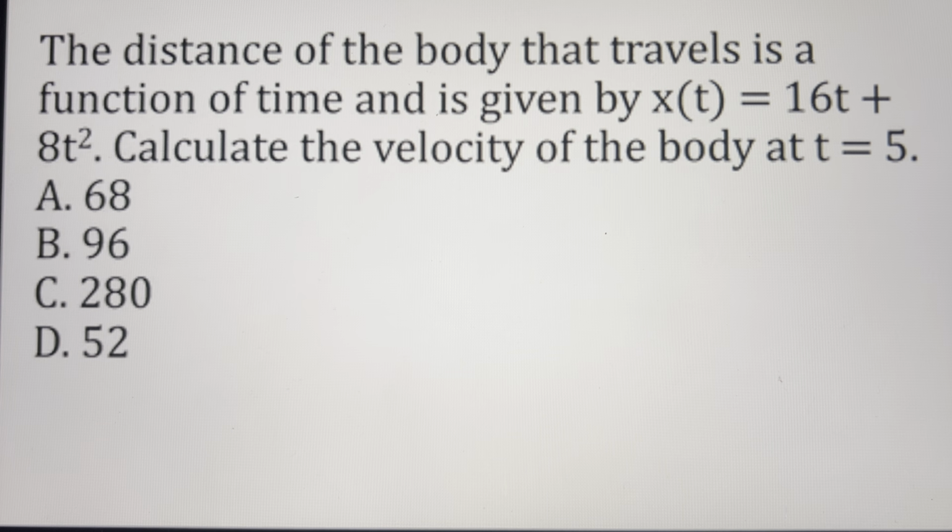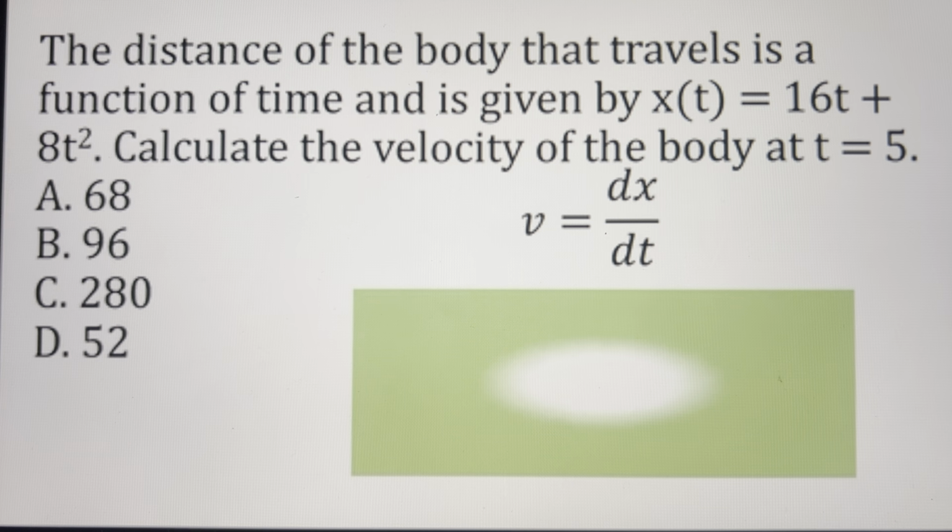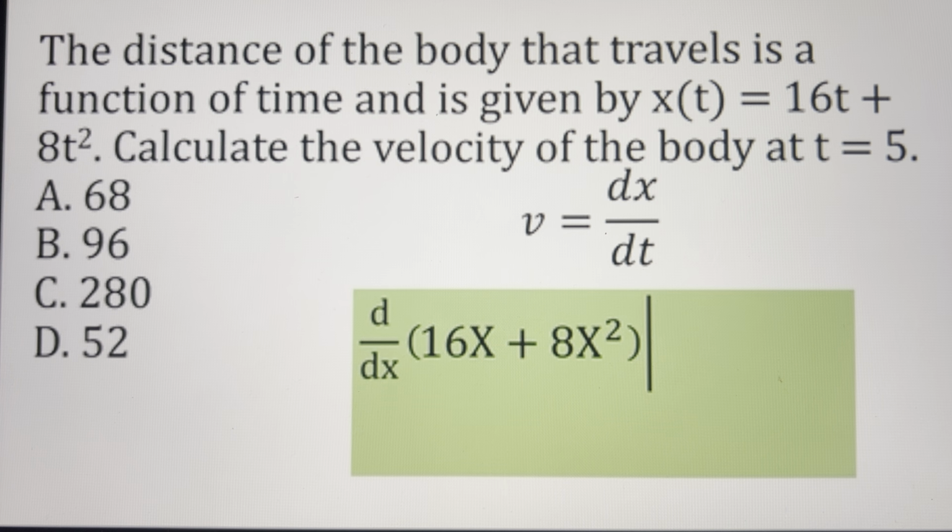The distance of the body that travels is a function of time as given by x of t is 16t plus 8t squared. Calculate the velocity of the body at t equals 5. So again, velocity is the first derivative of x. So we have our function, but in terms of t. So let's change that into x, and then get the first derivative at x equals 5. So the answer is 96. So meaning the velocity is 96.